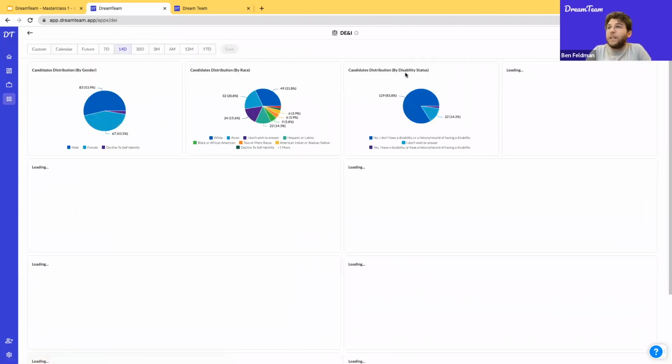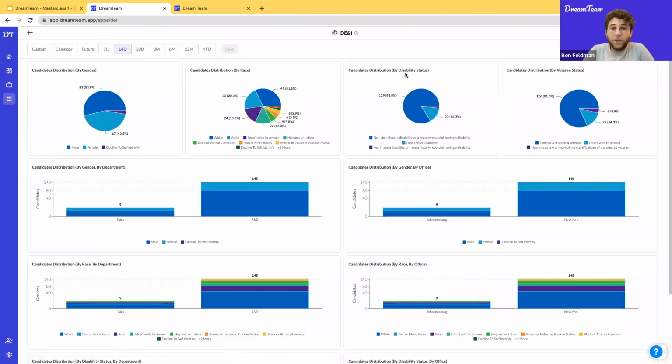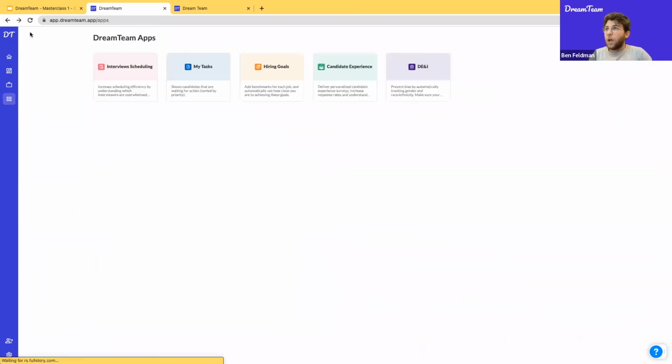And finally, we have DNI. And this is information that is pulled from Greenhouse, from the candidate's application, if they fill in this information. And this can help you ensure that you are meeting those goals also. Okay, those are pretty much our different features that we have that are on beta. Okay, let's see what other questions we have.